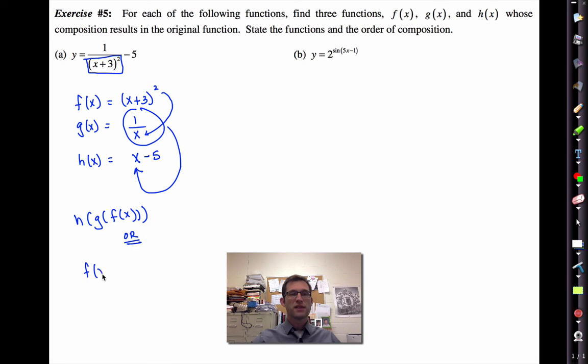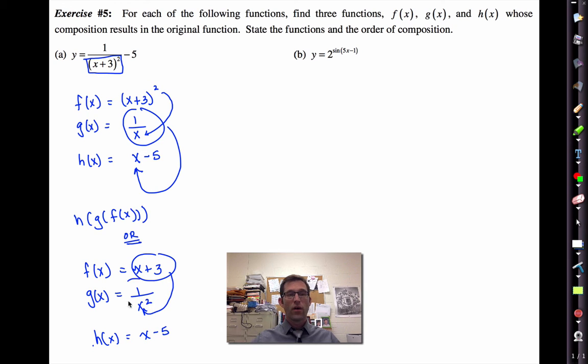Or perhaps this one. Let's say f of x is just x plus 3. Then perhaps g of x is 1 divided by x squared, and h of x is x minus 5. All right, so that last one is the same with the same order. Think about it this way. This would then go in here. It would get squared, and then all of that would then go in here and have 5 subtracted from it. So many, many different ways of doing it.